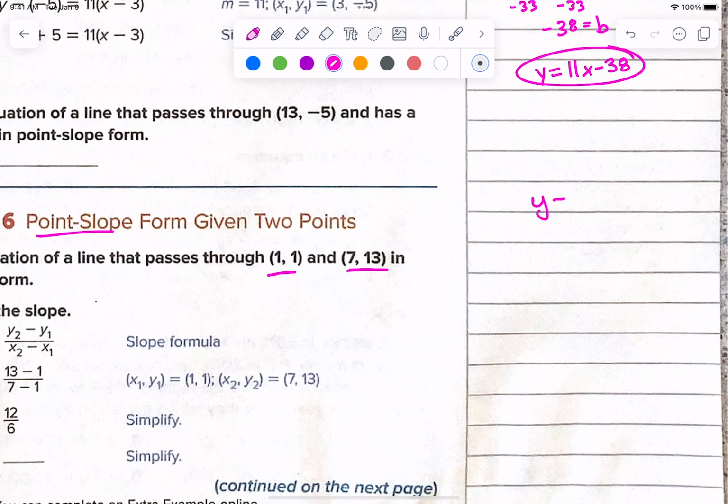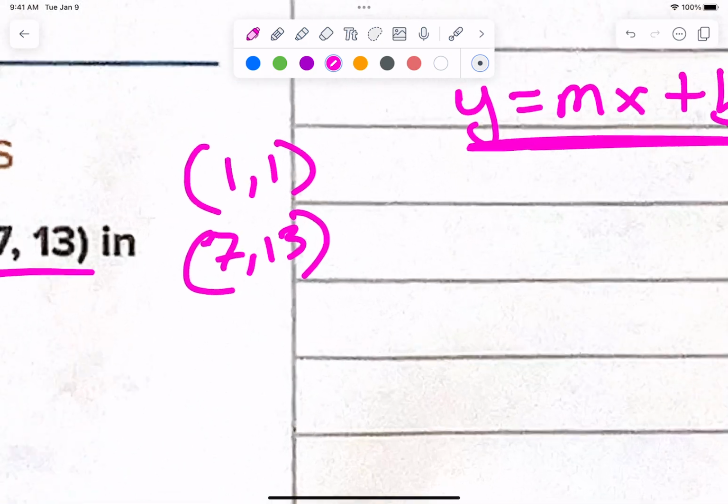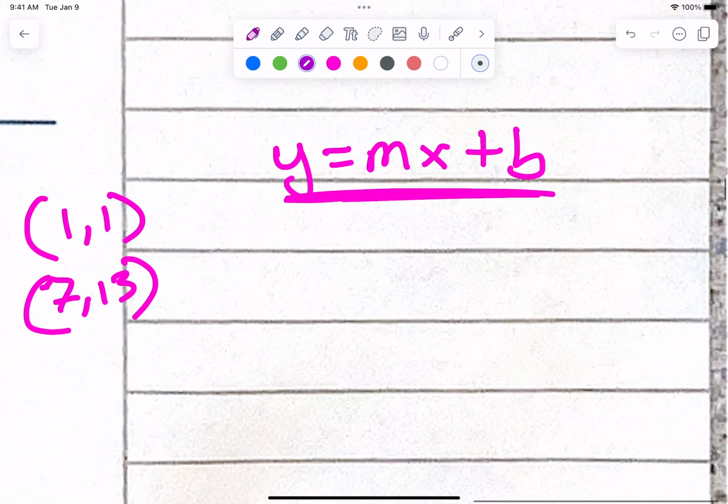So again, we want y equals mx plus b, because we're not going to do point slope. We're going to slope intercept. And the two things it gives me are 1, 1 and 7, 13. So from there, I have to build one of these, okay? Zach says start with y2 minus y1. All right, so what's your y2 going to be? 13 minus 1 over 7 minus 1.